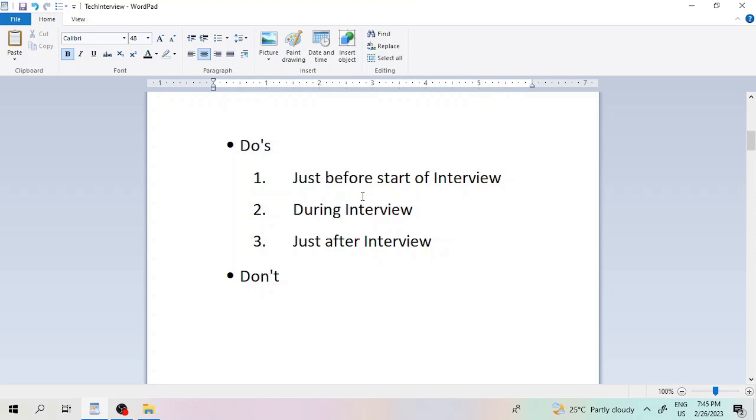then how should we perform, what should be our body language, how should we answer the questions asked by the interviewer. So this part we will discuss under during the interview, and under do's, the last section is just after the interview. So once the interview is finished, then what should we do.